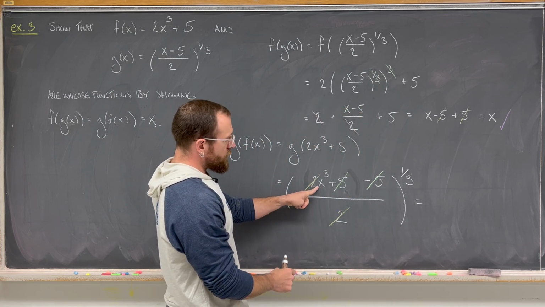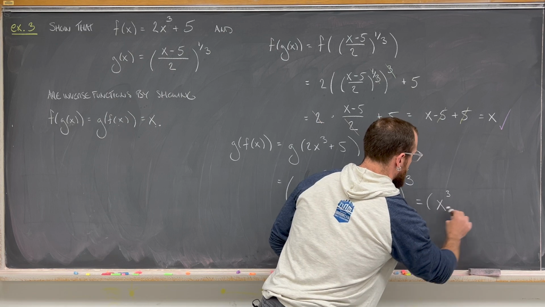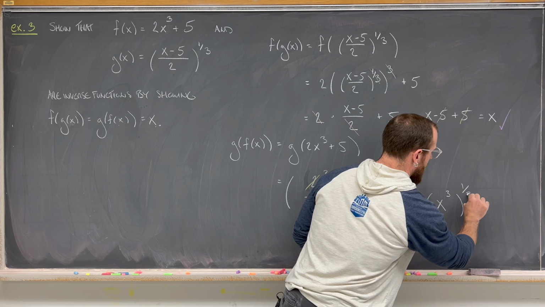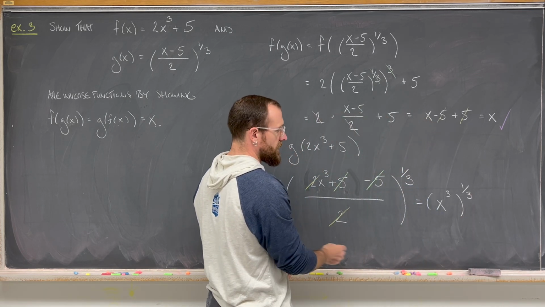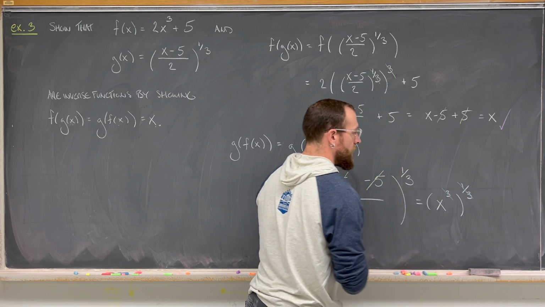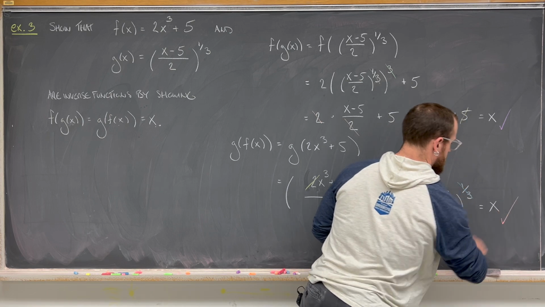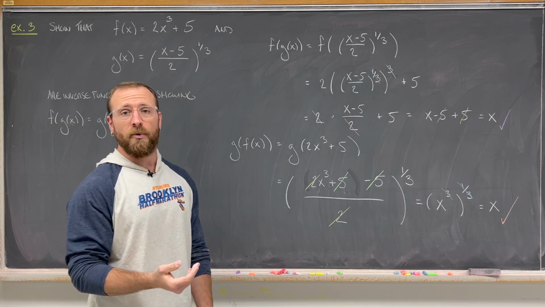Maybe it's a good idea to clean this up at this point. I have x cubed inside parentheses. It's actually the only thing that's left inside parentheses, and it's being raised to the power 1/3. We've already said that when you have nested exponents like this, you multiply them. These exponents multiply to be 1, so they cancel, and you're left with just x. It works. These two functions, f and g, are inverse functions of one another.